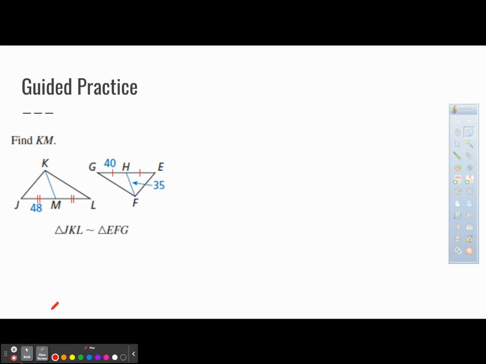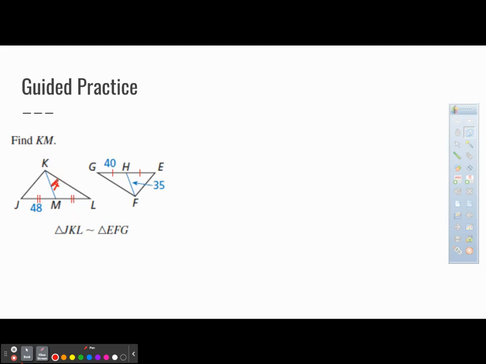So whenever you have 2 triangles that are similar and you have a side missing, you can set up a proportion. A proportion is 2 ratios set equal to each other. It doesn't matter how you set up your first ratio, but your second one has to go the same way that your first one does. So they told us to find the length of KM. I don't know what KM is, so that would be X.